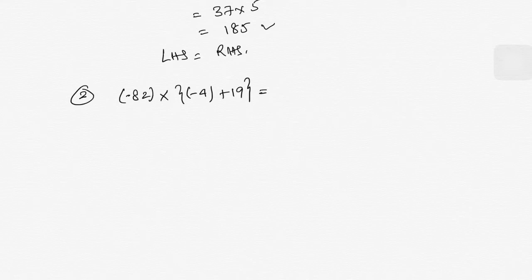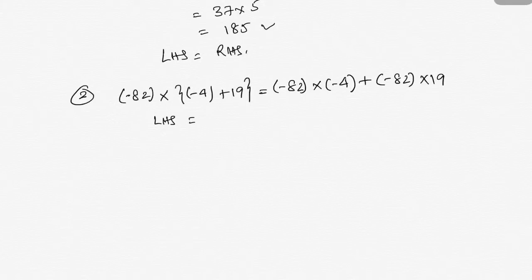Now the second problem is minus 82 into, in brackets, minus 4 plus 19, equal to minus 82 into minus 4 plus minus 82 into 19. Okay, now let's see it. Left hand side, we will take the left hand side first. This is minus 82 into minus 4 plus 19.